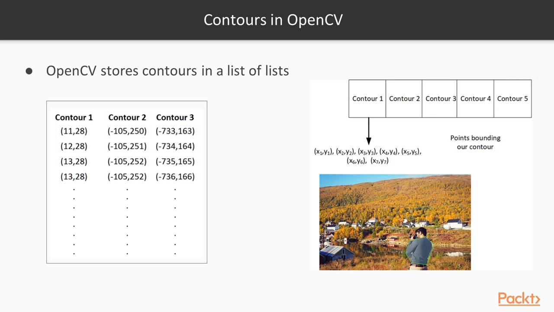And OpenCV find contours returns an array of arrays, or a list of lists. So imagine this is a list here. We have 5 contours in here, and each contour is actually an array. So an array is stored as the first value in this list.